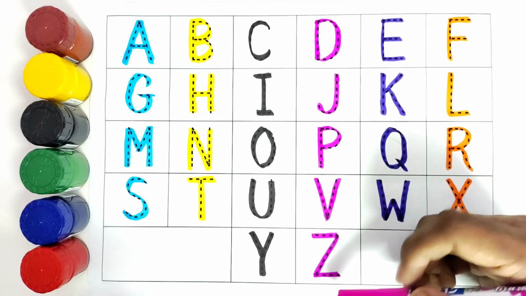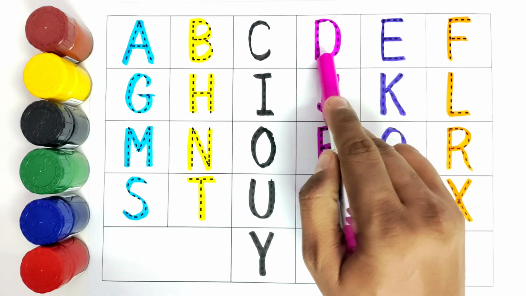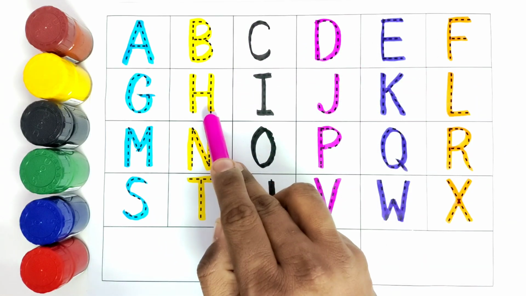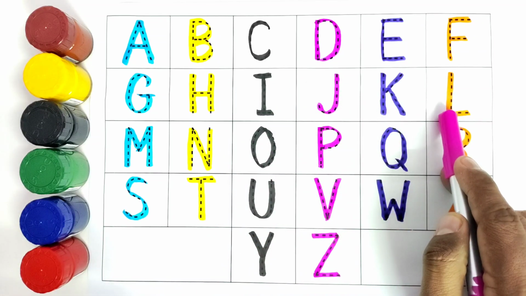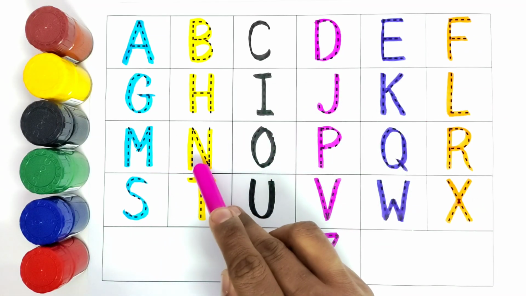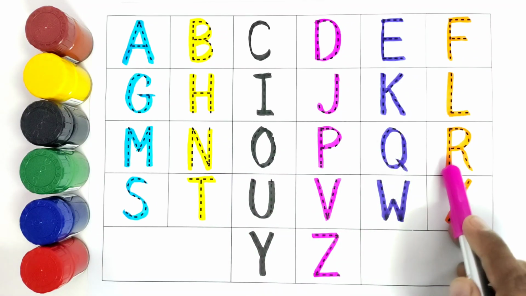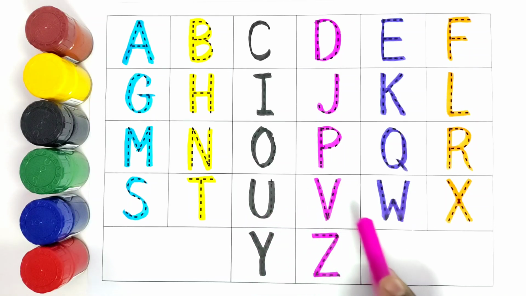read A to Z. A, B, C, D, E, F, G, H, I, J, K, L, M, N, O, P, Q, R, S, T, U, V, W, X, Y, Z.